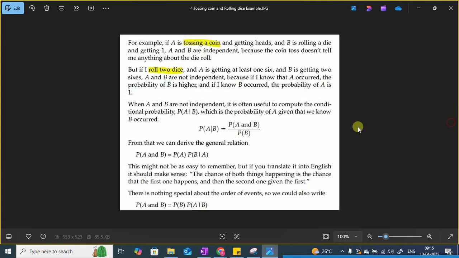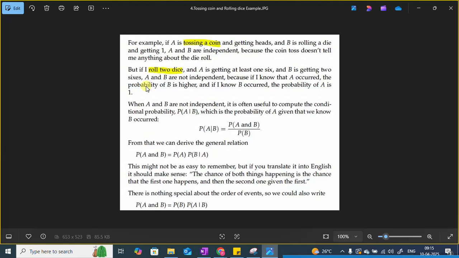Think about, I'm taking the example of two persons. For example, if A is tossing a coin and getting head, and B, which is another person, is rolling a dice and getting one. Now I can say A and B are independent events. Why? Because there are two different activities going on. One person is tossing the coin, another person is rolling the dice. So there is no relationship between them, because the coin tossing does not tell me anything about the die roll.